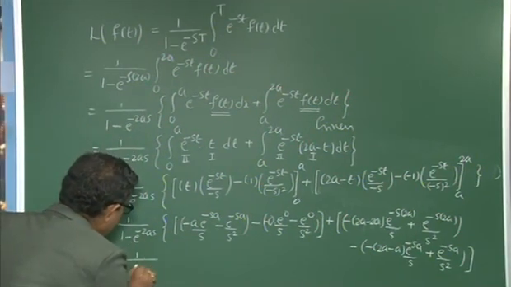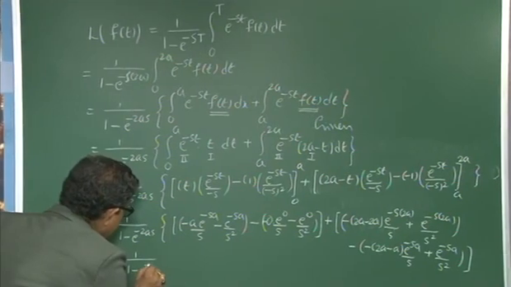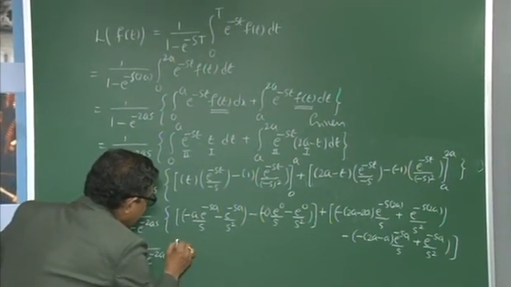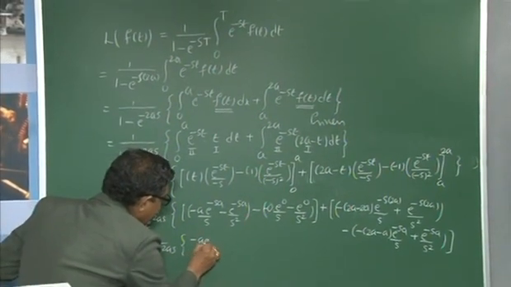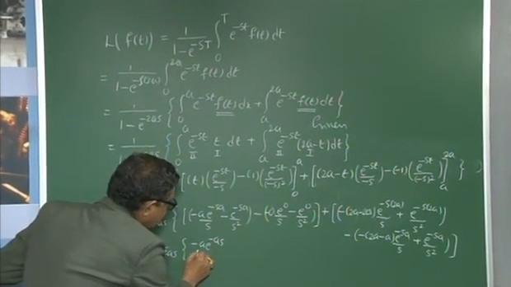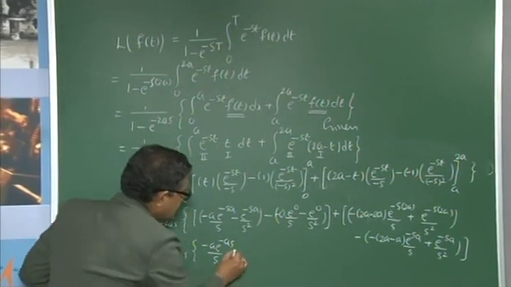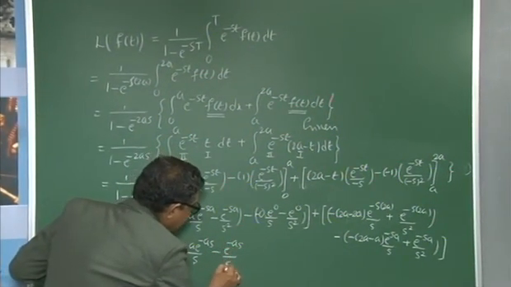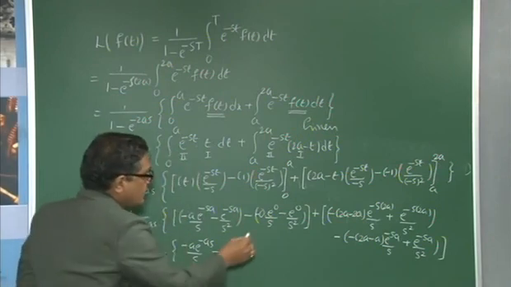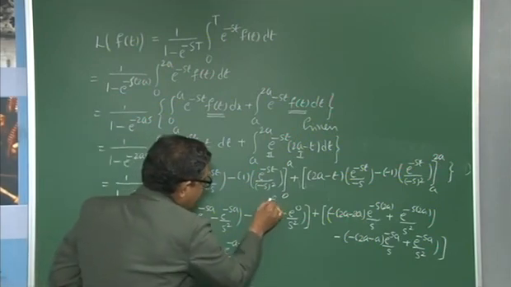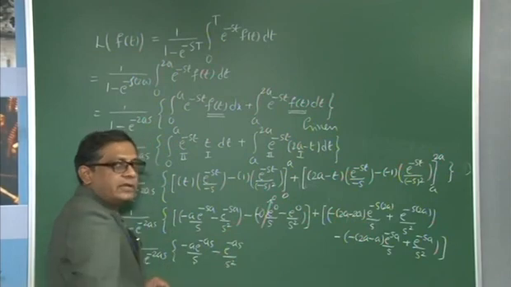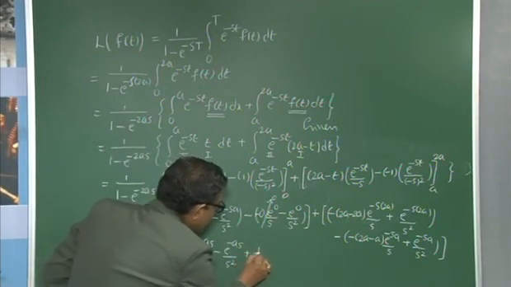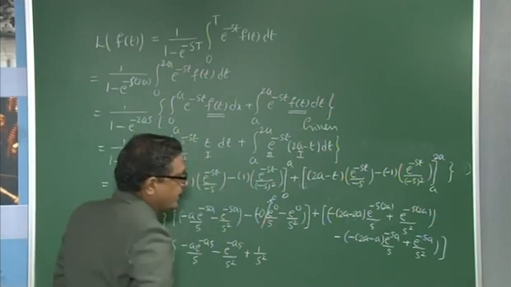This is 1 divided by 1 minus e raised to minus 2as. It is minus a e raised to minus as by s, first term. Second term, minus e raised to minus as by s square, second term. 0 into anything is 0. E raised to 0 is 1. Minus into minus becomes plus 1 by s square.